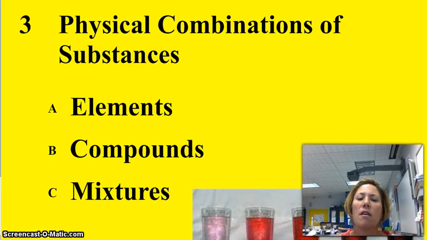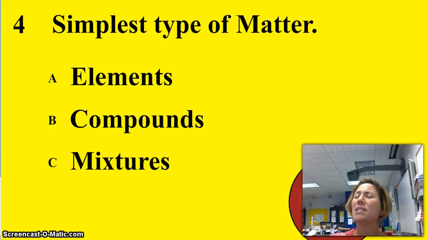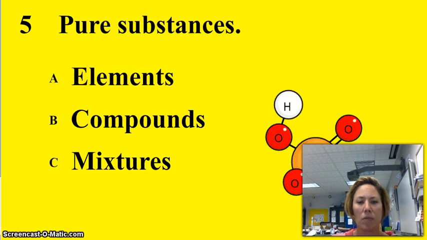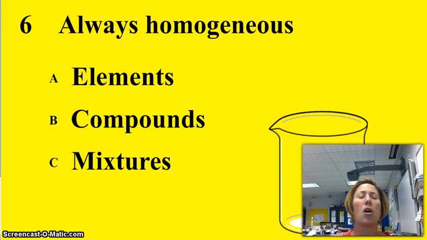Number 3, physical combinations of substances. Number 4, it's the simplest form of matter. Again, for each of these, is it true of an element, a compound, or mixture, or more than one of those? If it's true of more than one, you write down any one you believe it to be true of. Number 5, classified as a pure substance. Number 6, these are always homogeneous. They always only look like one thing. Remember, that's the definition of homogeneous.